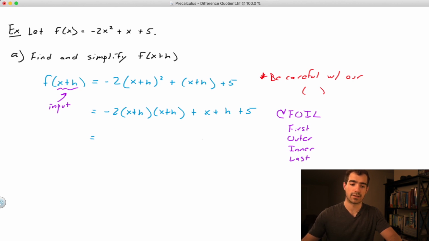And so what we'll do here is we'll say this is negative 2, again being really careful with our parentheses, times the first, or x times x, which is x squared, the outers, so x times h, so this would be plus xh, the inners, which is h and x, so this would also be a plus xh, and the lasts, h and h, which would be plus h squared.